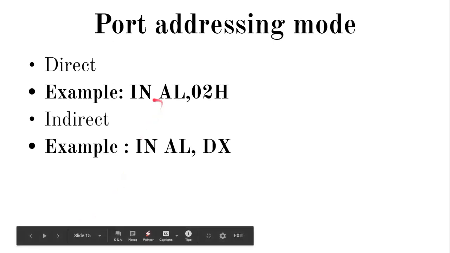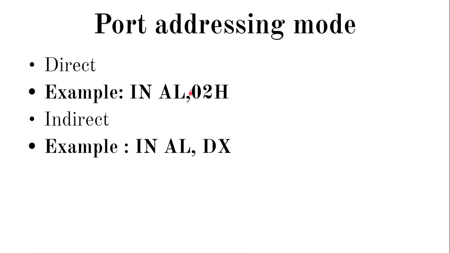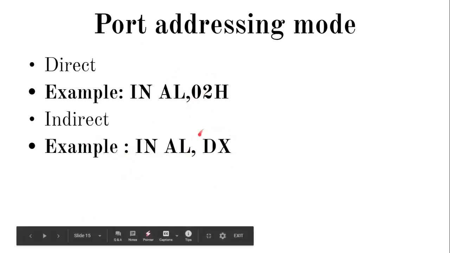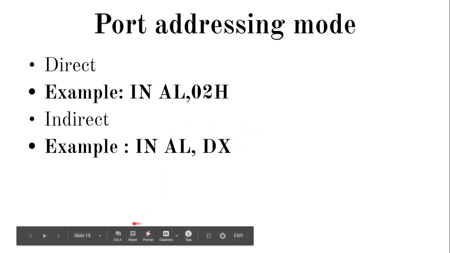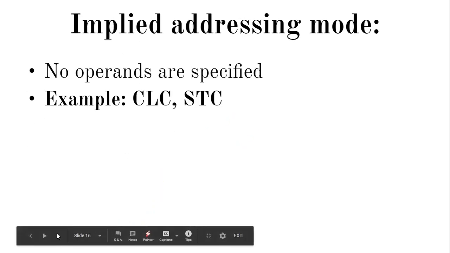For example, IN AL, 02H. So for the port number 02H, from that particular port number, whatever is the data, that is copied to the register AL. Whereas in the indirect mode, first of all, DX is considered, the content of DX, if it is 2000H, so the data coming on port number 2000H will be copied to the register AL. This is about the port addressing mode.